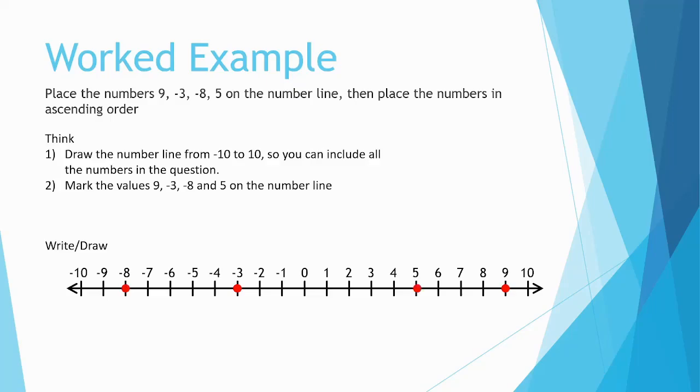So now that I've got those numbers, I need to place them in ascending order. Ascending meaning going upwards. So I'll start at the left-hand side and I'll go across to the right. So I'm going to write down the numbers in that order. So negative 8, negative 3, 5, and 9.